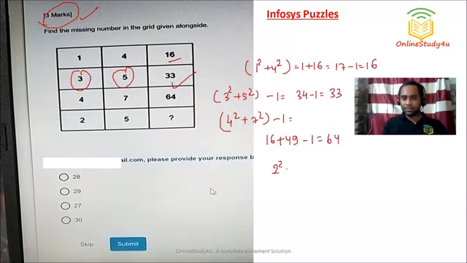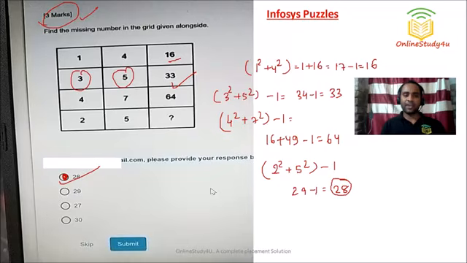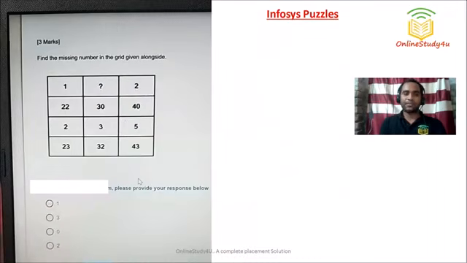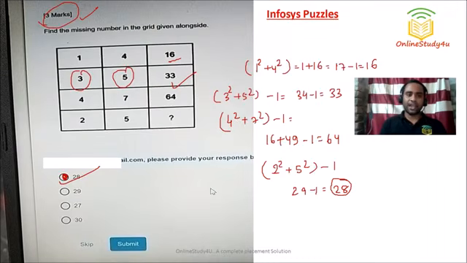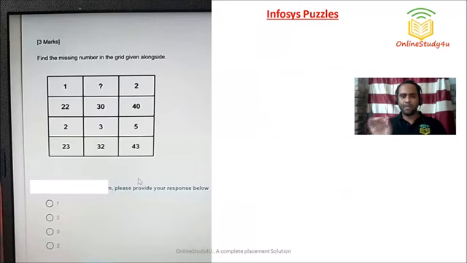Then 2 square plus 5 square minus 1. So 4 plus 25, that is nothing but 29, minus 1 will be equal to 28. So 28 means this particular option will be the correct answer, right? 2 square is 4 and 5 square is 25. So 29 minus 1 will be 28. Okay, so this was for how many marks, friends? Again, 3 marks. Not a very difficult problem. Practice, practice, and practice is required.